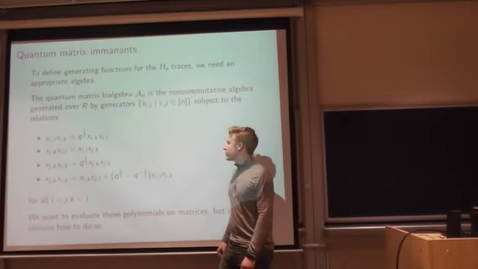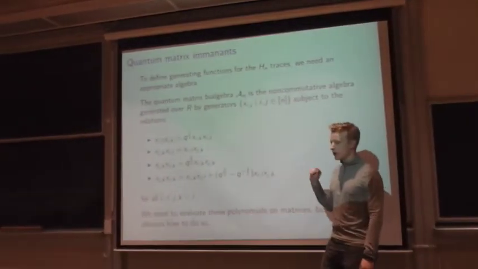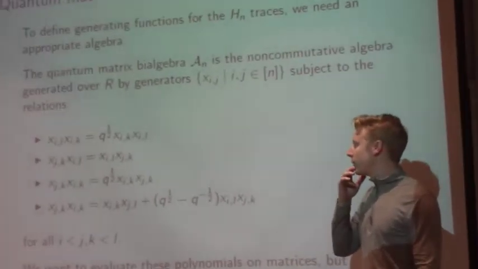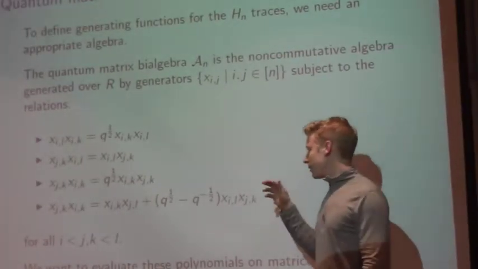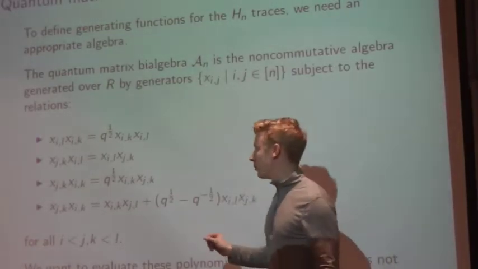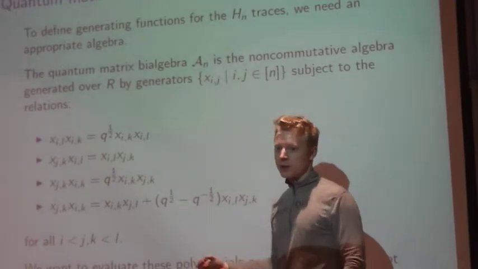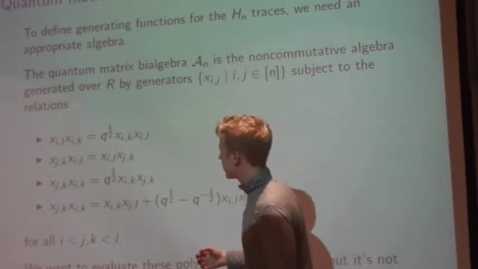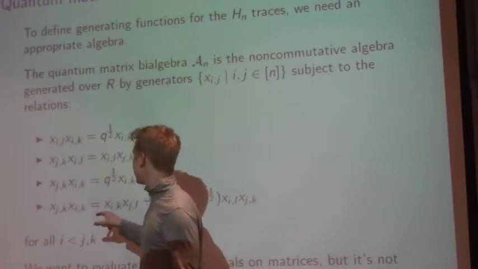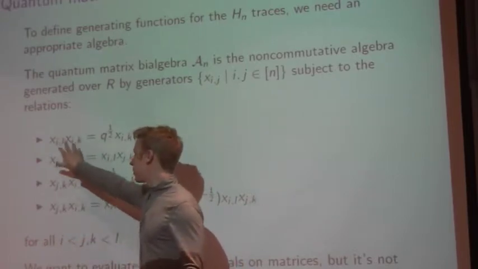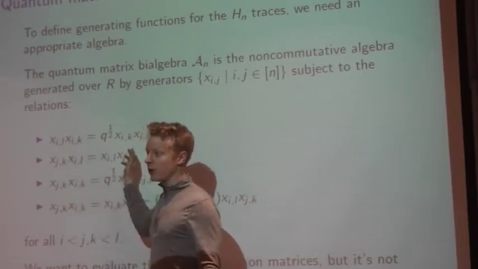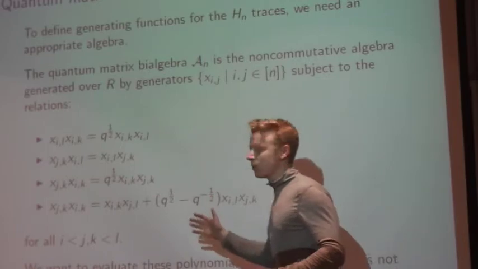With these relations, the details of these relations aren't really important for the talk, but the key point is that if you look at what they're doing, they're allowing us to sort all the subscripts. So all of these relations, so this is like i is less than j and k is less than l. In all of these relations on the left, we have something where some subscripts are out of order, and we put them in order. Maybe we get some powers of q from that.